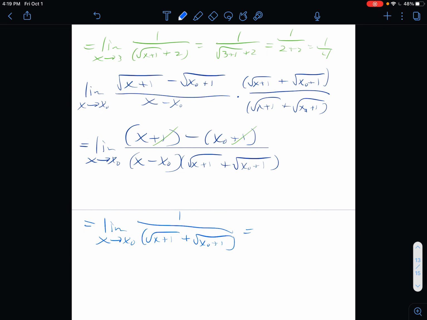Can finally plug in wherever I see an x. I will now replace it with this, theoretically it's a number, I'm just not saying which one it is. X naught. And so a reasonably simplified version is like this. I really don't care if you rationalize your denominators.